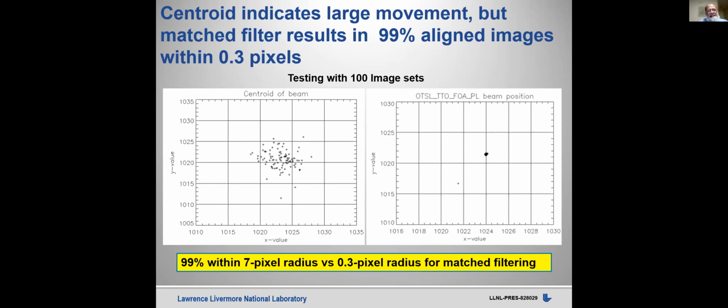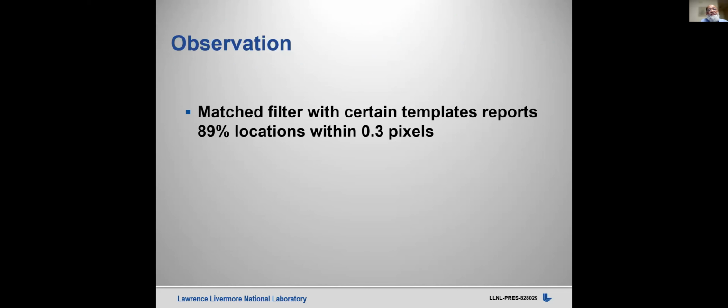If we apply the current technique, which is the centroiding, we get a cluster, shown on the left, and it has about a 7 pixel radius. Whereas when we apply the matched filtering technique, we get a very tight spot, and 99% of the spots are within a very small radius of 0.3 pixels.